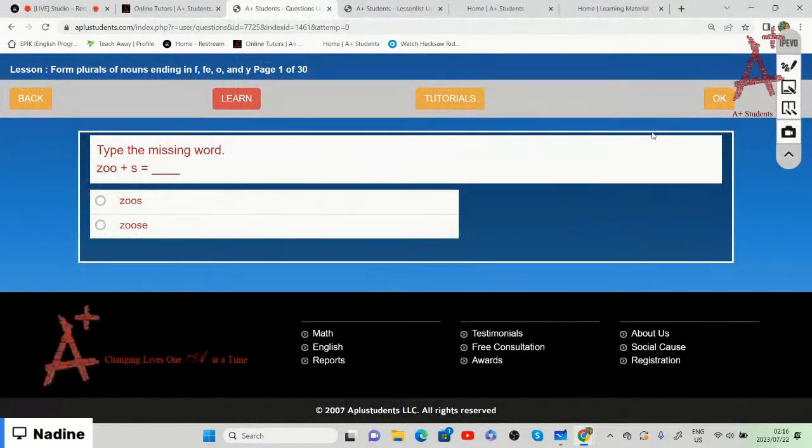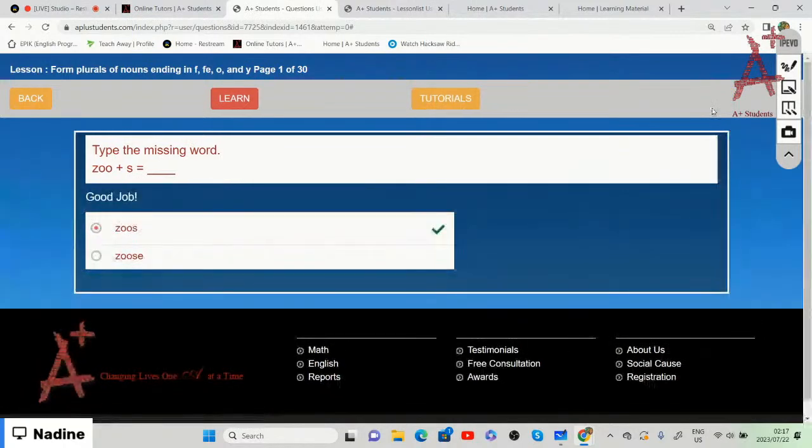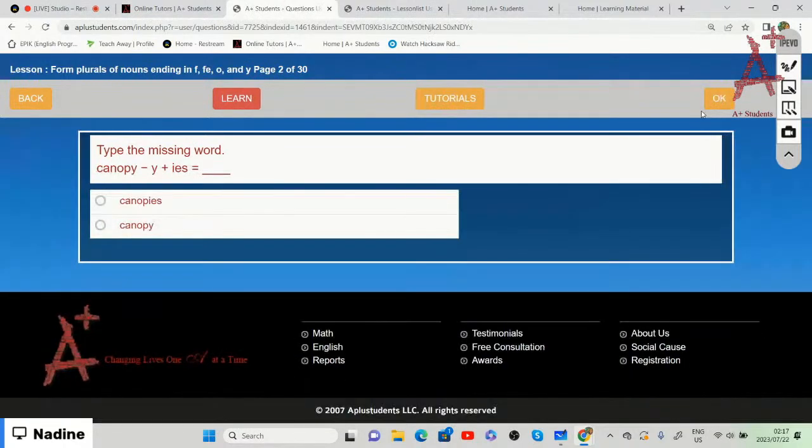We need to type the missing word. Zoo plus S. So zoo plus S is zoos, Z-O-O-S, or Z-O-O-S-E? Which means that it is zoos, because remember we said that we only add an S, not SE, which is zoos.